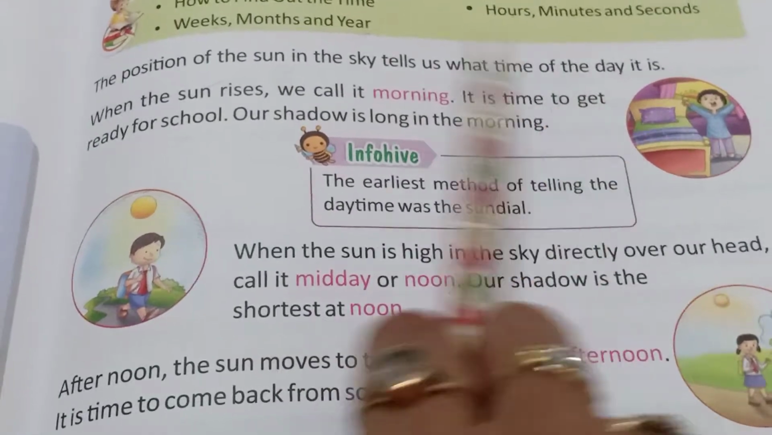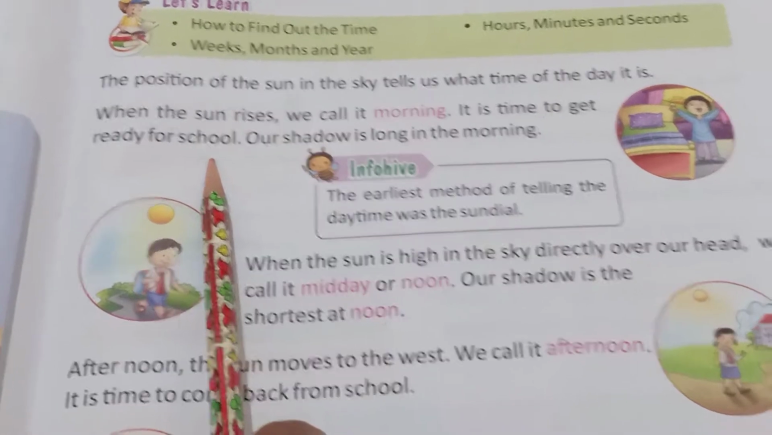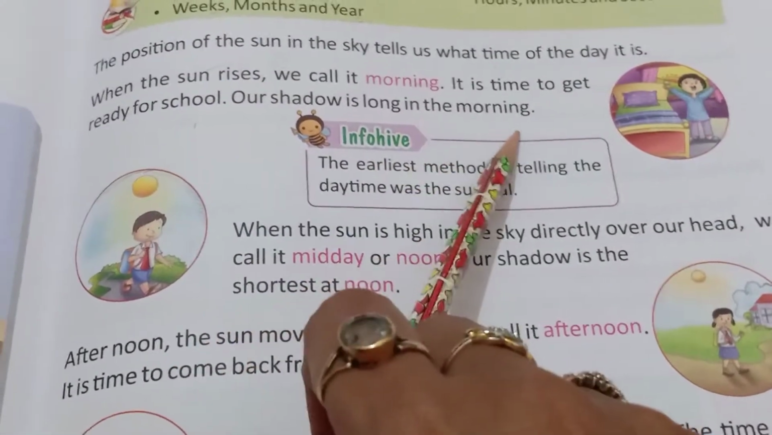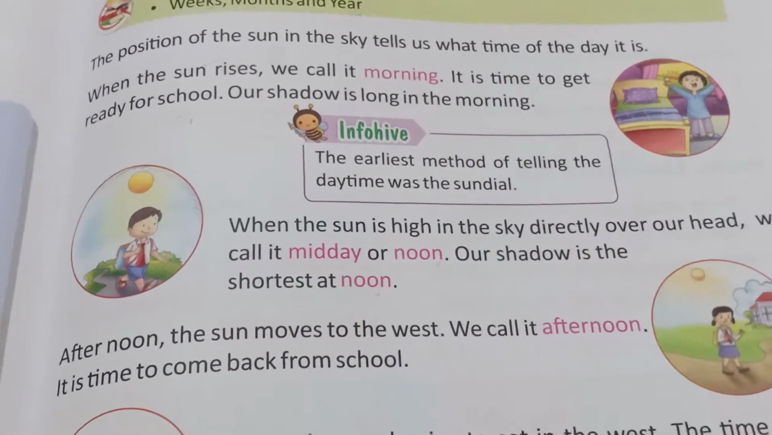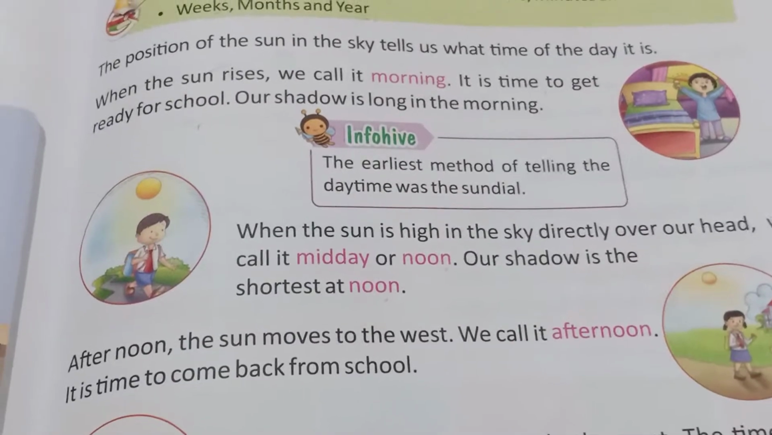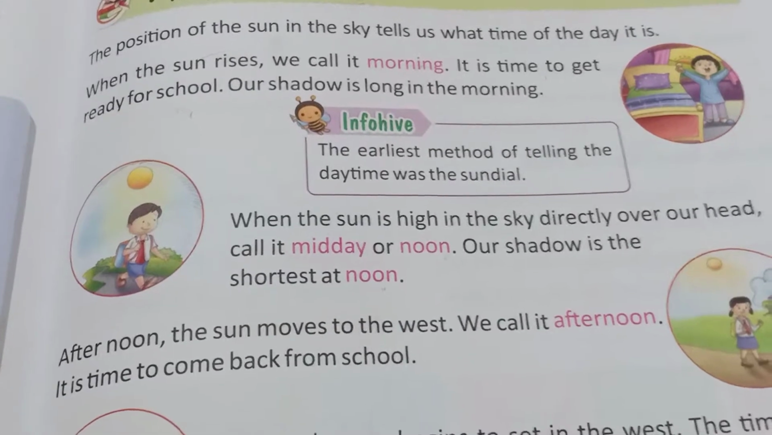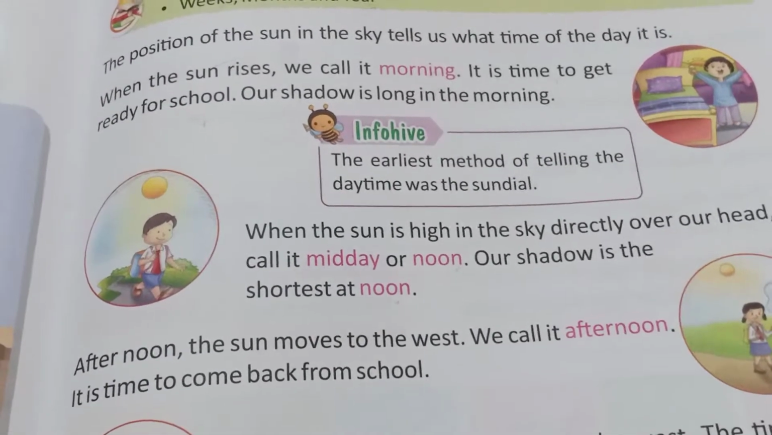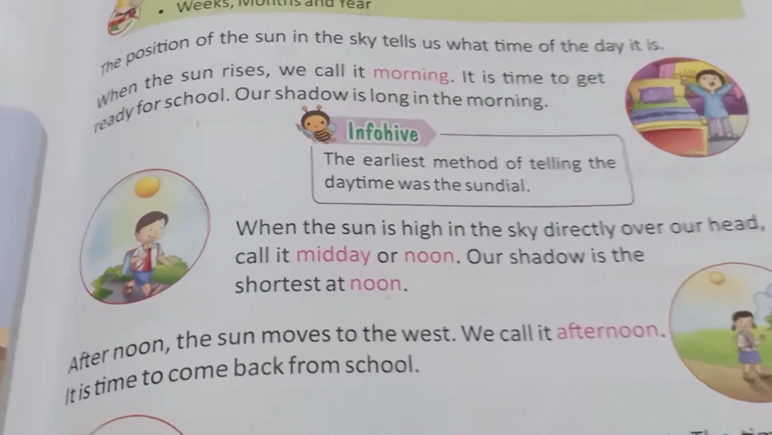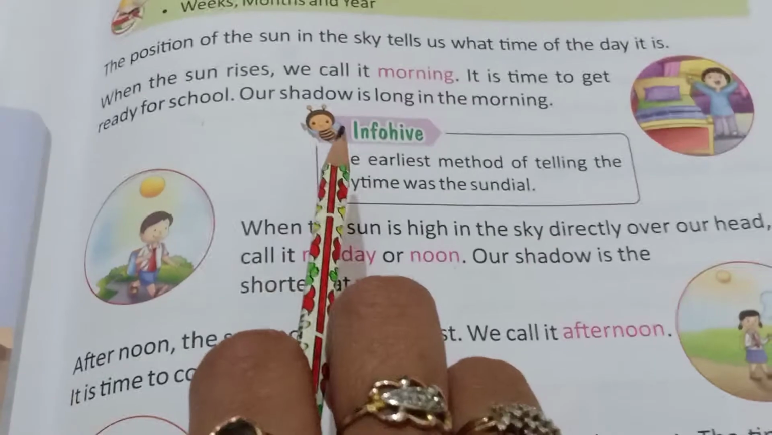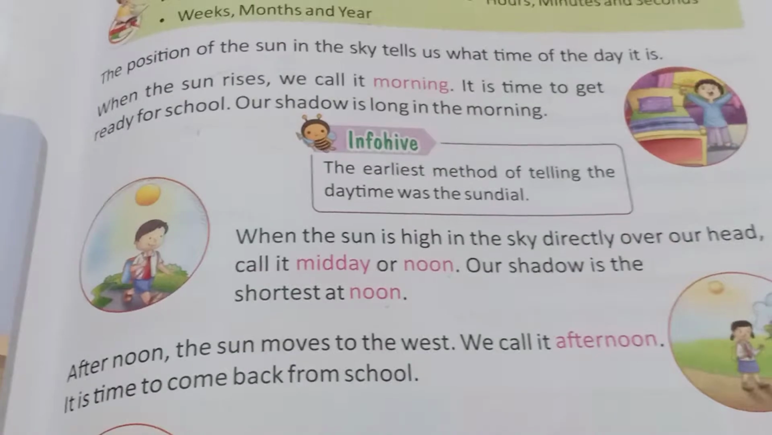It is time to get ready for school. In the morning you get ready for your school. Our shadow is long in the morning. Children, again I am telling you, when you see your shadow in the morning, जब आप अपनी परछाई को देखोगे सुबह के टाइम, it is long. दिन में 2 बार आपकी shadow long दिखाई देती है, एक तो morning में, दूसरा evening में. And in the afternoon it is the shortest, सबसे छोटी दिखती है.